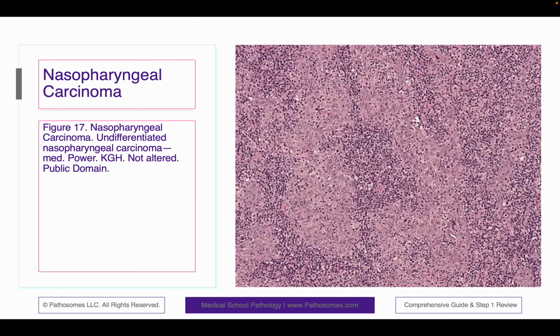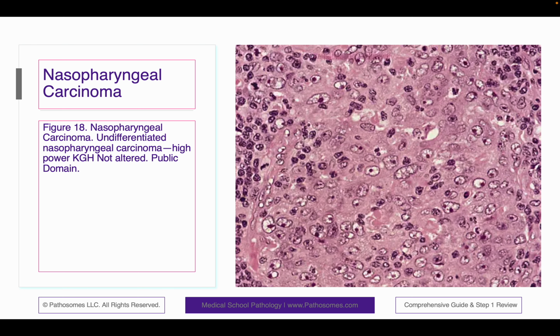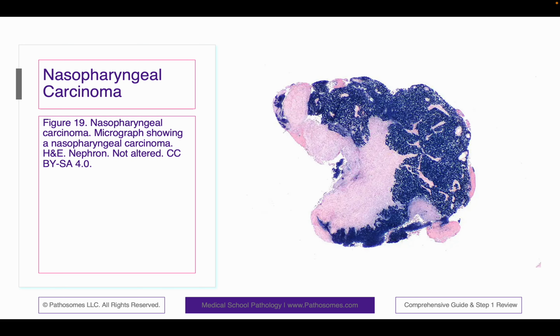And here we have another H&E representation of a nasopharyngeal carcinoma. Do you see all the lymphocytes? Do you see the undifferentiated squamous component? Fantastic. And this is just a higher power, closer magnification. Looks real ugly, I don't like it. Take me somewhere else. That's a bit better, this will do. This simple micrograph showing a nasopharyngeal carcinoma.